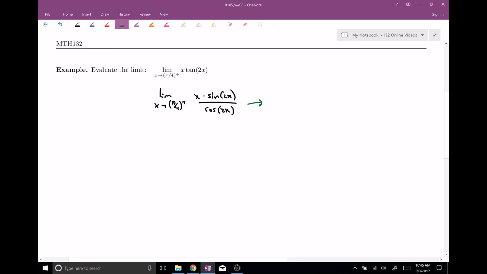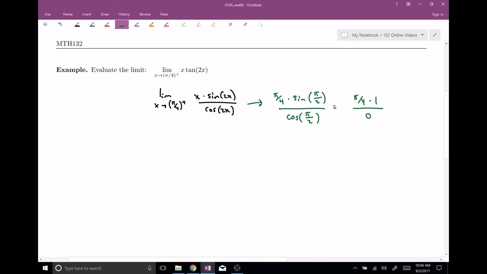So if I plug in, as x goes to pi over 4, pi over 4 everywhere I see an x, well, I have pi over 4, and then sine of 2 times pi over 4, that's going to be pi over 2. And then cosine of 2 times pi over 4, that's going to be pi over 2. And okay, so sine of pi over 2, that's going to be 1. And cosine of pi over 2, that's going to be 0.